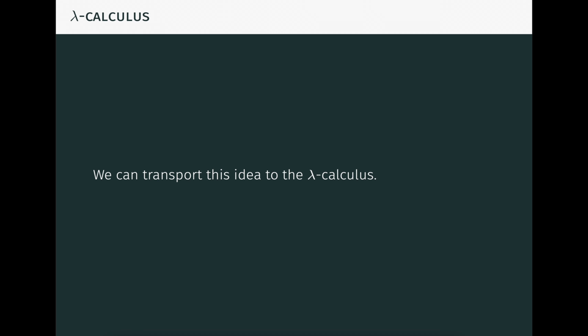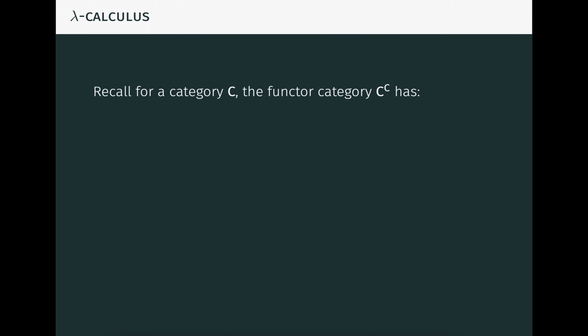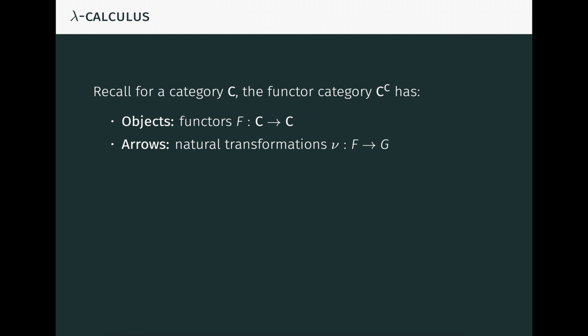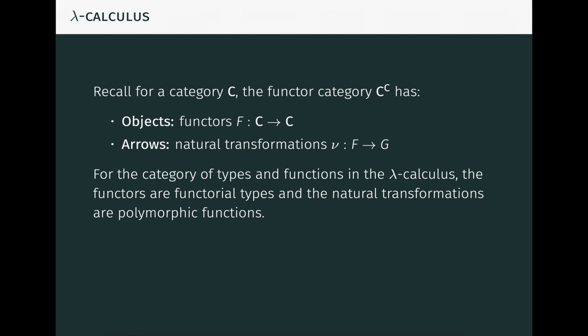We can transport this idea over to the lambda calculus, which we introduced in prior videos. First, recall from the last video that for a category C, the functor category C to the C has as objects functors on C, and as arrows, natural transformations between those functors. In particular, for the category of types and functions in the lambda calculus, the functors are functorial types, that is, types that can be mapped over. And the natural transformations are polymorphic functions, that is, functions that don't depend upon the type parameter.